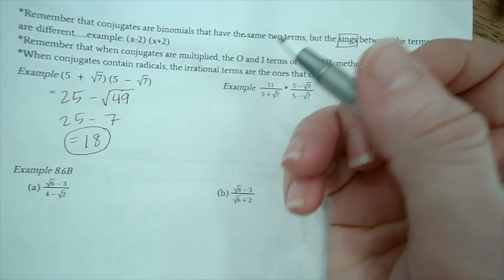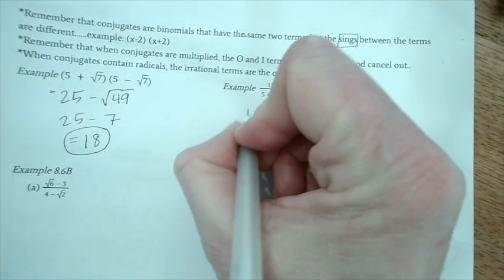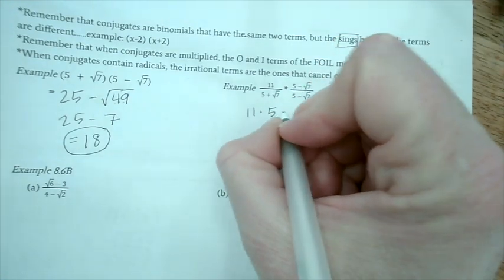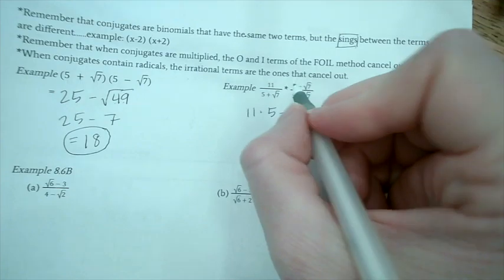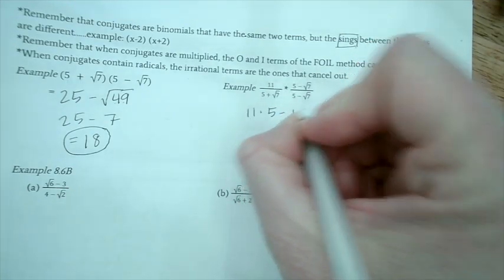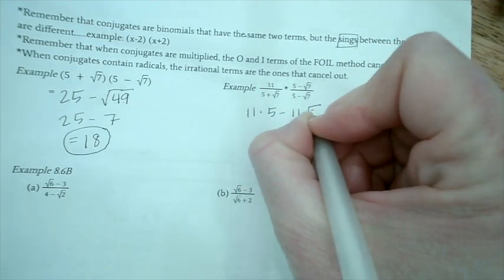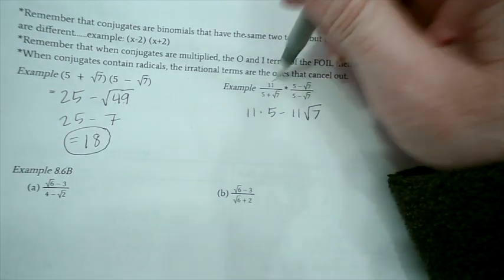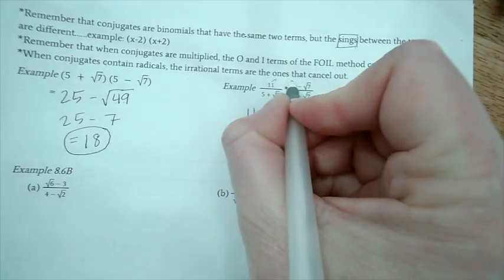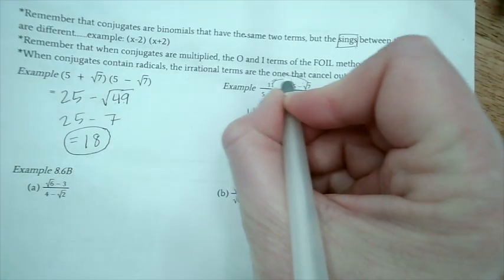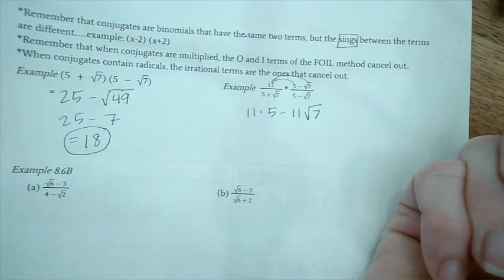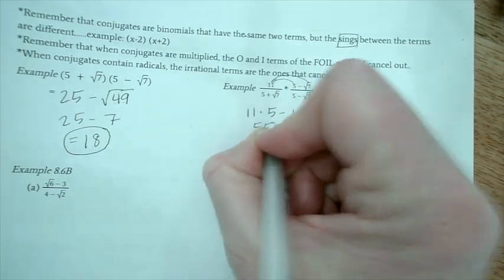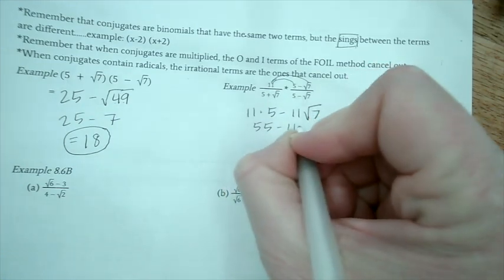So this becomes 11 times 5 minus 11 times the square root of 7, because I did distributive property here. So these two got multiplied, and then these two got multiplied. So 11 times 5 is 55 minus 11 times the square root of 7.